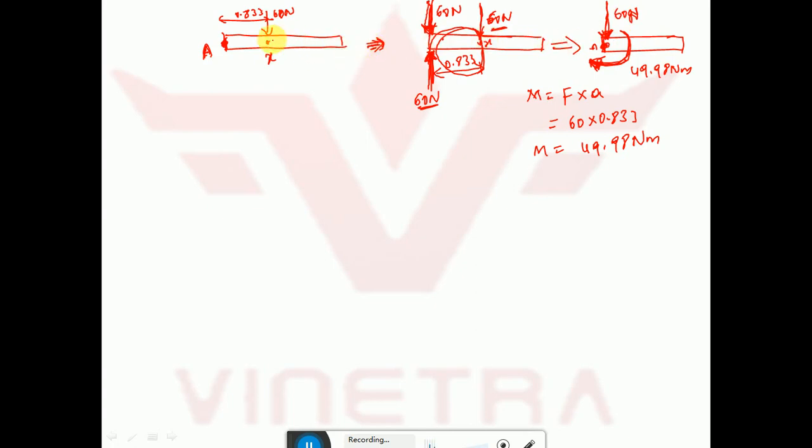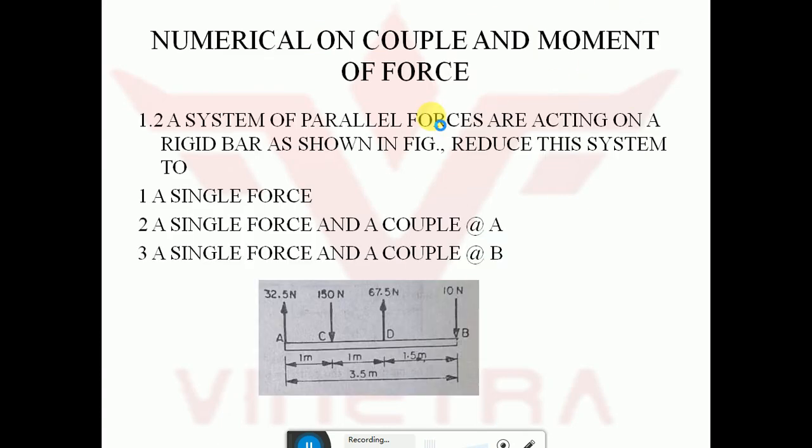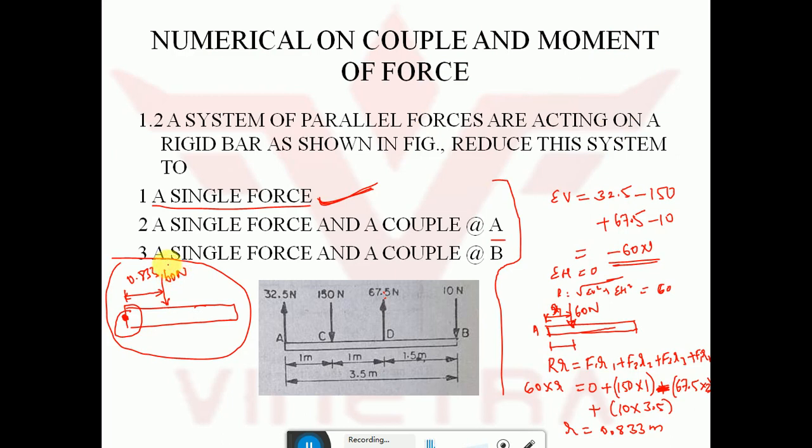So this system, that is a single force of 60 Newton. Now I have transferred that single force to point A along with a moment of a couple. Now let us go to the next question. The last part is a single force and a couple at B. Instead of at point A, they want the force and couple to be acting at point B. How to do that?